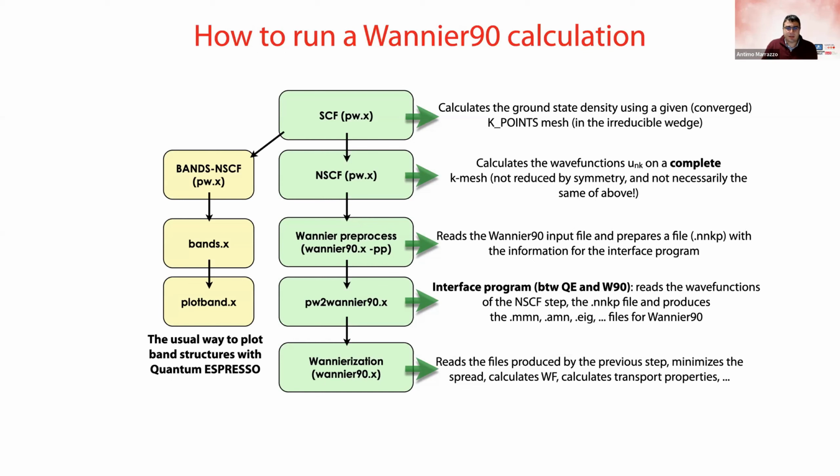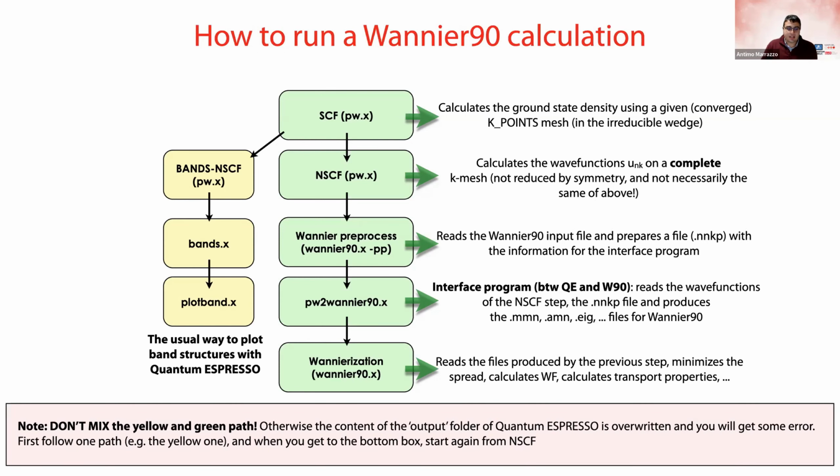I think you have seen this maybe in the earlier tutorial this morning or early this afternoon. And then you do a bands.x and a plotband.x calculation. That's the usual way. You can use that, for instance, to check the quality of your interpolation to see if your interpolation is reasonable. But if you want to do that, this is a practical tip, please do it in a different folder. So do not mix the two paths. Just do all the Wannierization in one folder and all the standard bands calculation in a different folder. Otherwise you mix the temporary files of Quantum Espresso and you get weird results.